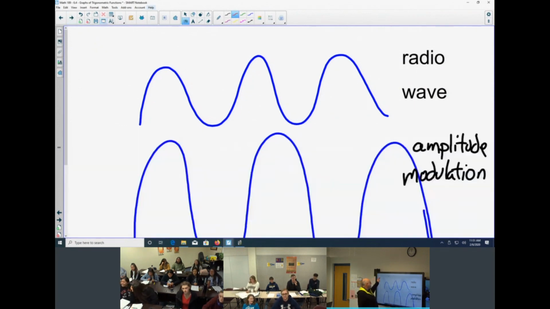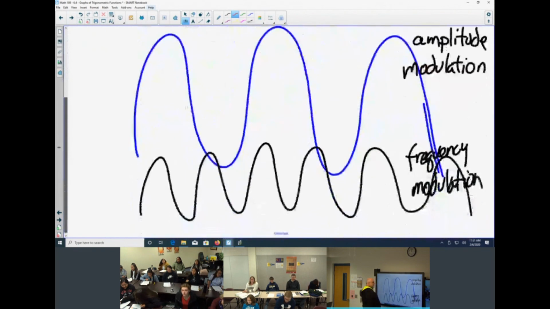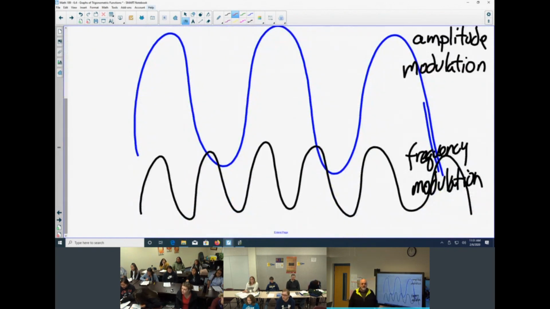AM stands for amplitude modulation. You're changing your receiver to match the amplitude, or the height, of the waves that the radio station is sending out. Each radio station sends at a different amplitude. The other type, FM, is frequency modulation, which is the reciprocal of the period, so it changes the period. Those change the period, the other ones change the amplitude, so you can send out different types of waves. Just to let you know.